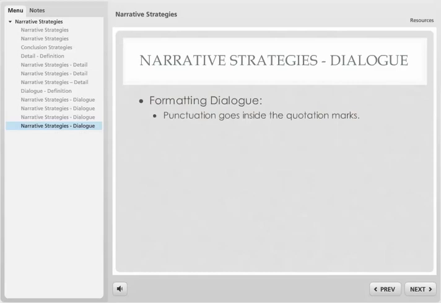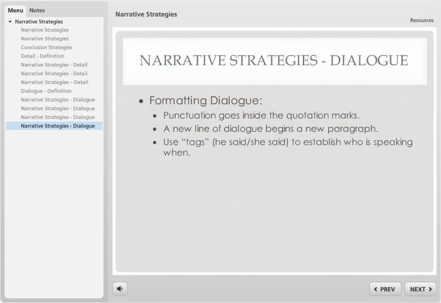Finally, there are a few things to keep in mind when formatting dialogue. We know that we want to begin a new paragraph and indent appropriately whenever a new line of dialogue occurs, and we want to make sure to put our dialogue in our double quotation marks. Our punctuation will also go inside the quotation marks, and we want to use tags like he said or she said to establish who is speaking. Try to use a variety of tags to capture the mood of the conversation. This could be things like said, or she questioned, he called, she cried. Using a variety of tags can help you to communicate the emotion in the exchange.